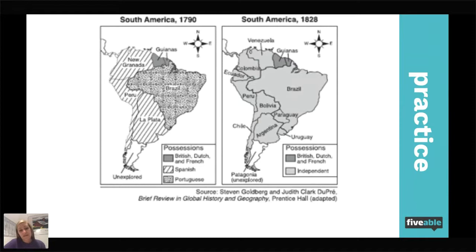But then we look at the second one, South America 1828. Here we can see the possessions of the British, Dutch, and the French are just those dark shaded areas. And then the light shaded areas are independent. So in this one, how you would mark it up is, we'd probably be writing in the margins a lot more. What are some examples that you would write in the comments? Like, what would you write on the sides of these documents?